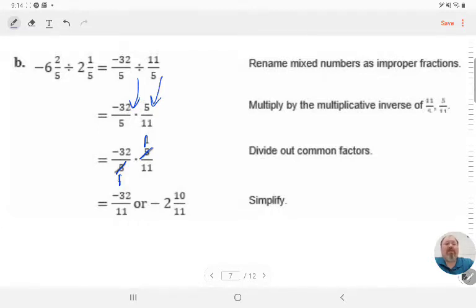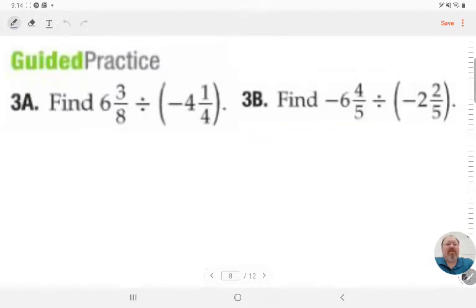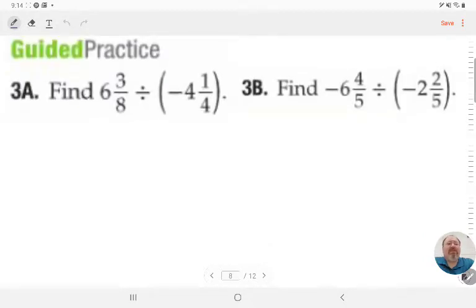All right, let's work a couple of those. So try both of those, see how you do, and then come back and see how you did. All right, let's see how you did.